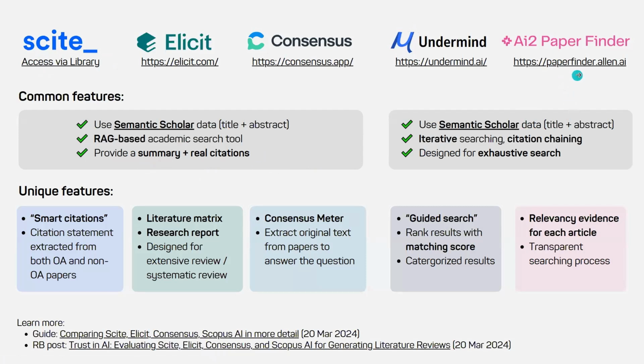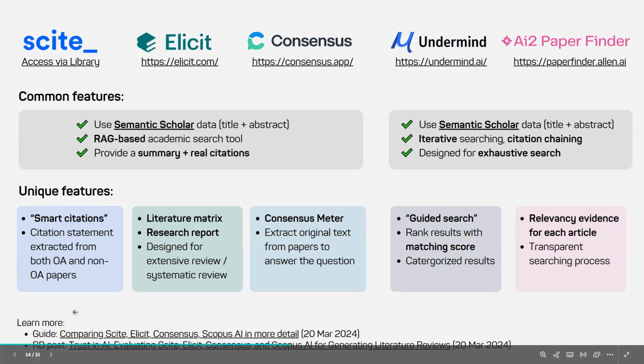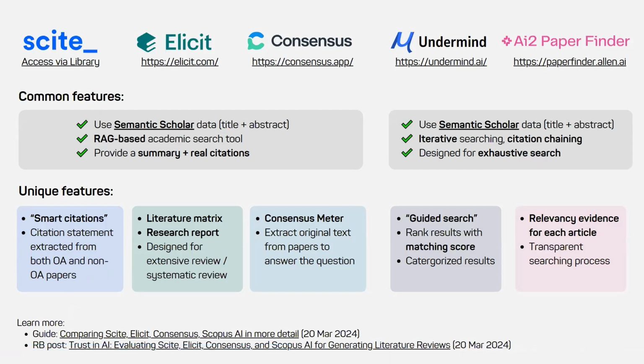And for Undermind and AI2, they will do iterative searching, not just search the papers, but look at their citations and what are the papers citing them. And they are designed for exhaustive search. And each of them has slightly unique features. For example, Scite has its smart citations, which tell you what are the papers that agree with and dispute them. And they will give you this citation statement that extracts the paragraphs they think are most relevant.